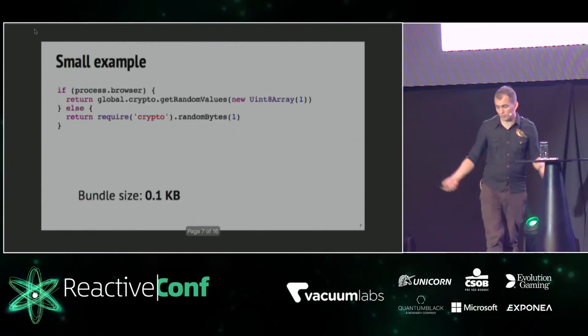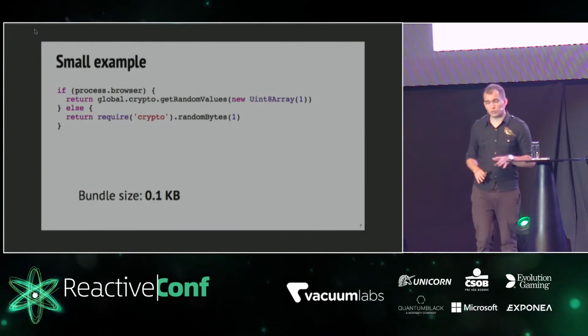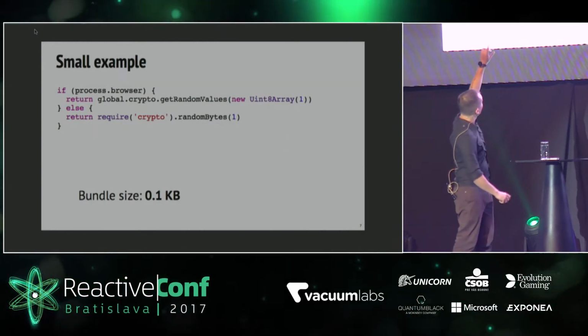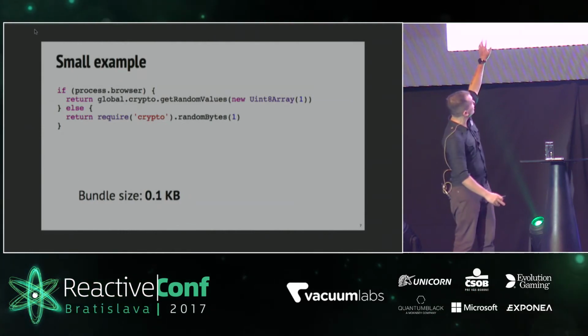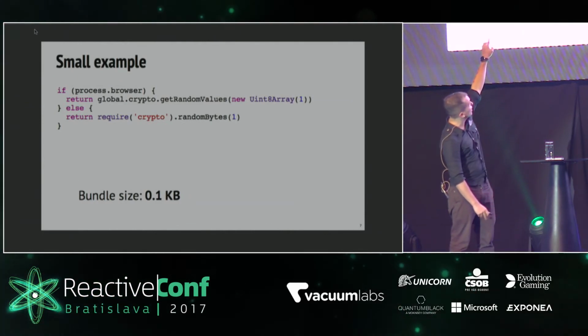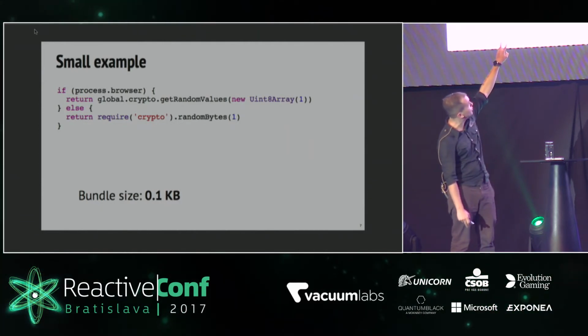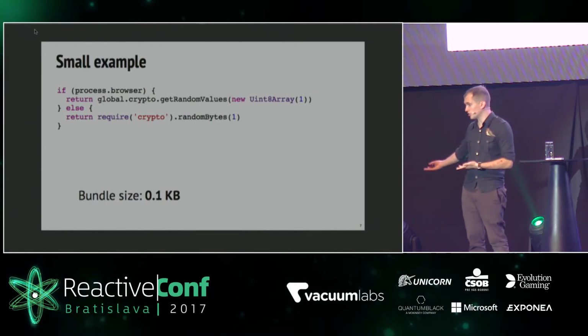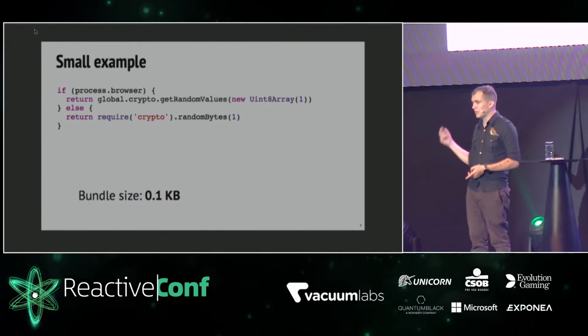What's the problem? So yeah, here is a simple, real example that I experienced before. 5 lines of code. What could be a problem? If we are in the browser, we will use the Web Crypto API. In Node.js, we will use the crypto module because it's a Node.js API. If you check the size of this file, it will be less than a kilobyte.